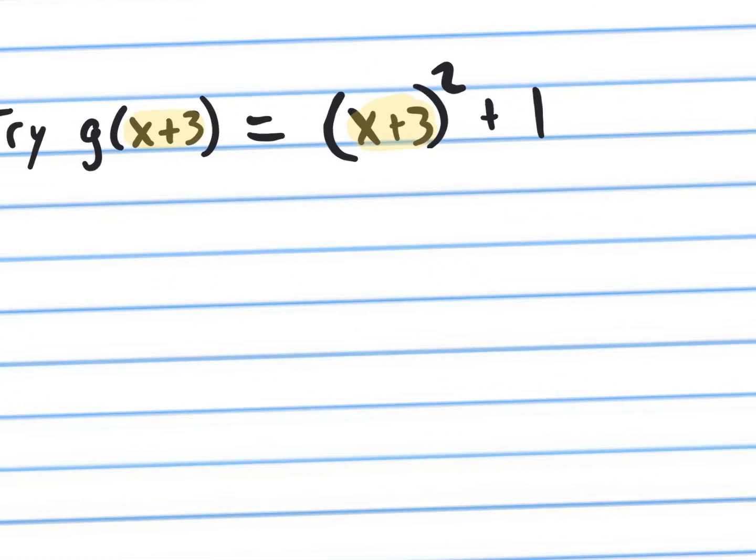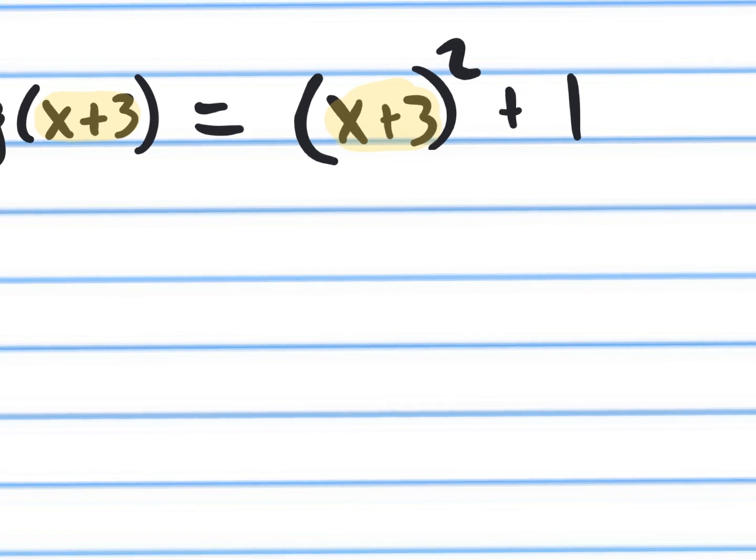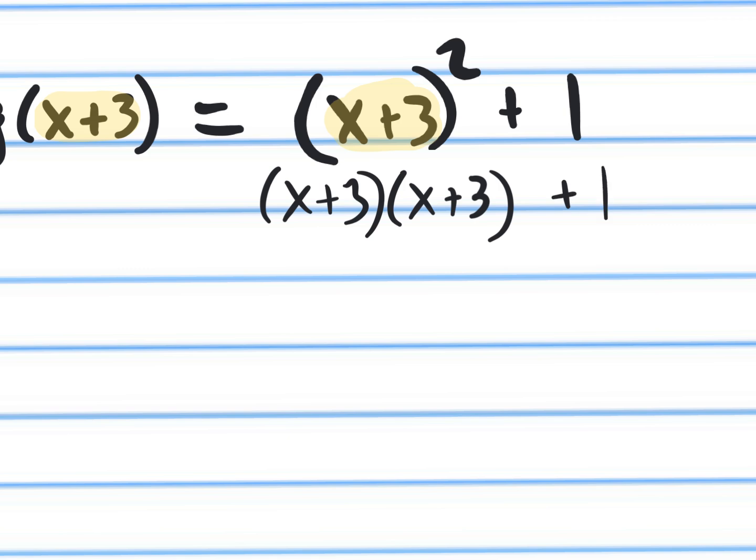And now we got to do the math. Okay, so let's do the math. That's going to be simply x plus 3 times itself 2 times. X plus 3 times x plus 3. And of course, you still have the plus 1 over here. But you got to do multiplication before adding. So we're going to distribute, combine like terms, and then at the very end, deal with that plus 1.